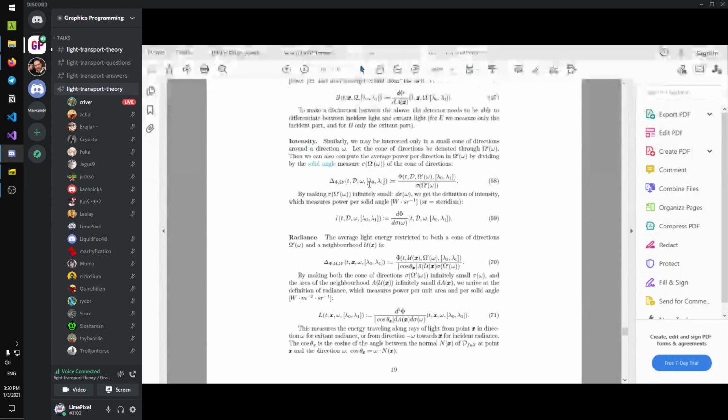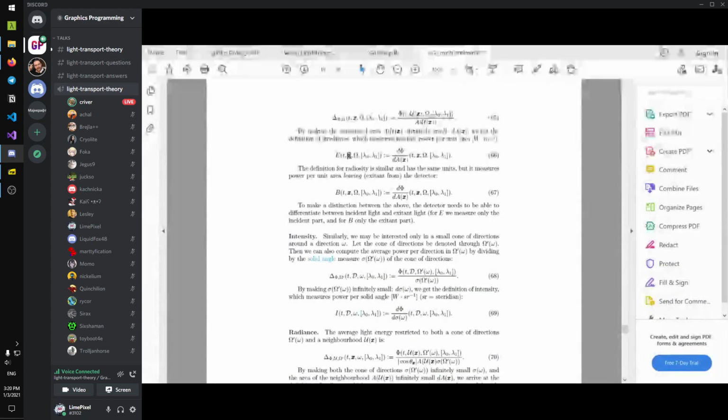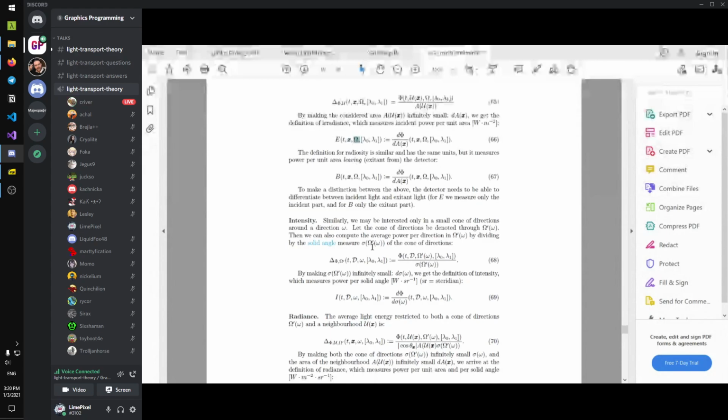So this is the derivative with respect to solid angle. So you consider only some subset of directions, omega prime, around a direction omega. And if you make that cone of directions smaller and smaller until it becomes infinitely small, you get the derivative with respect to the solid angle. So that's intensity. So once again, this is defined over a whole set of surface points, but only with respect to one direction, while the irradiance was only with respect to one point, but over a whole set of directions. Is this clear?